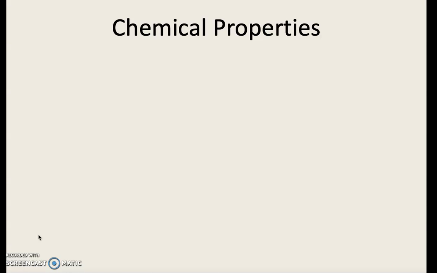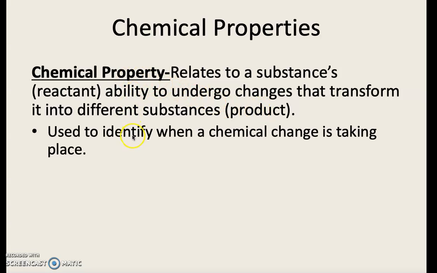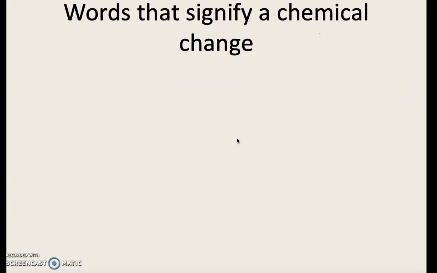Alright, first off, like physical properties, there's also chemical properties. Chemical properties basically relate to a substance's ability to undergo changes that transform it into different substances. So you're going to ordinarily start out with a reactant and end up getting a product. A chemical property describes that. It's used to identify when a chemical change is taking place and new substances are formed. That's the key. New substances are formed.